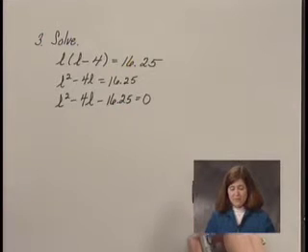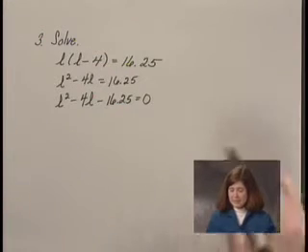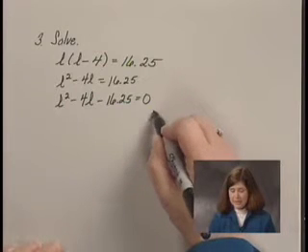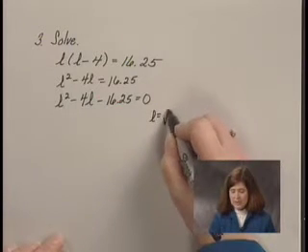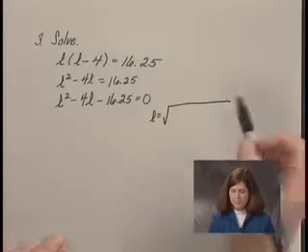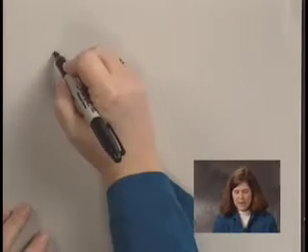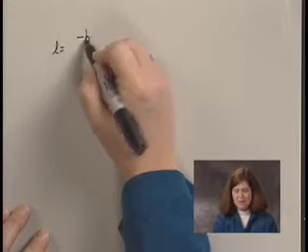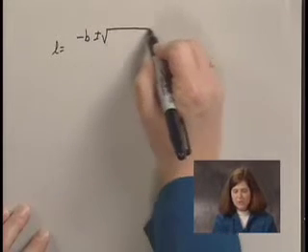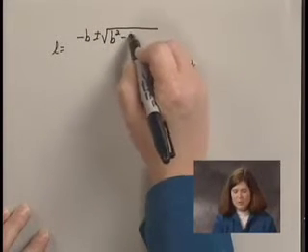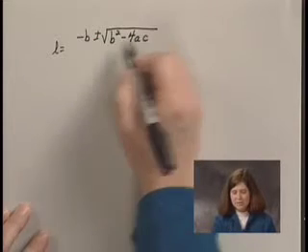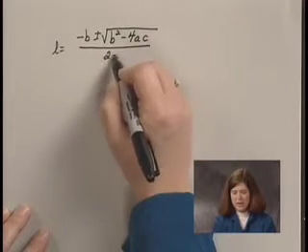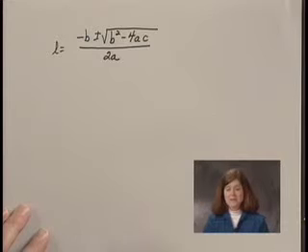The quadratic formula states that L equals... I'm sorry, that's not correct. I'll write that correctly here. L equals the opposite of B, plus or minus the square root of B squared minus 4 times A times C, all over 2A. Now what are A, B, and C?